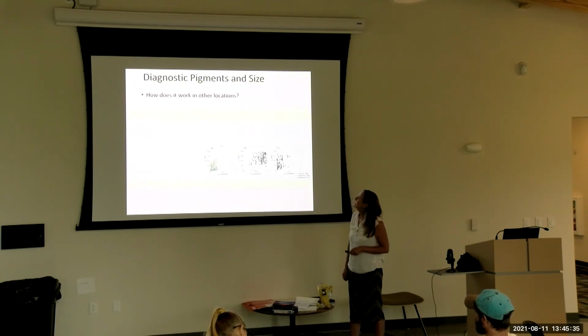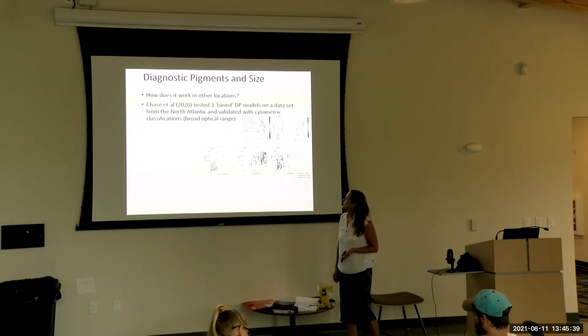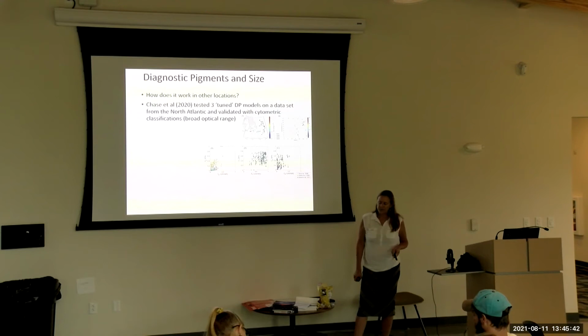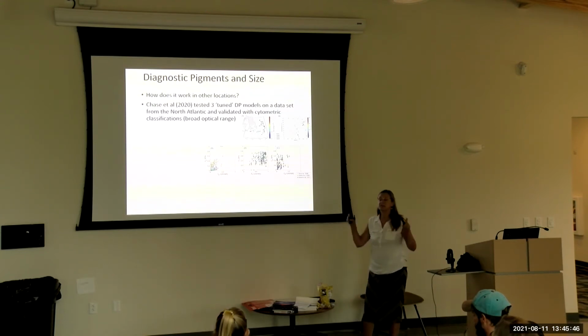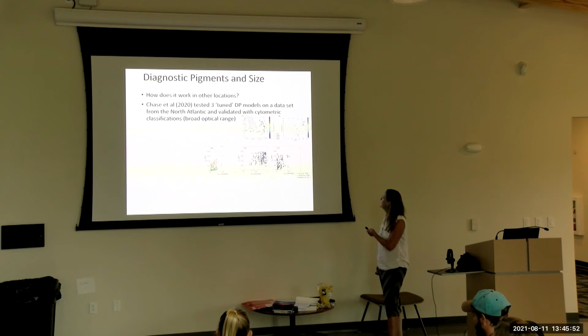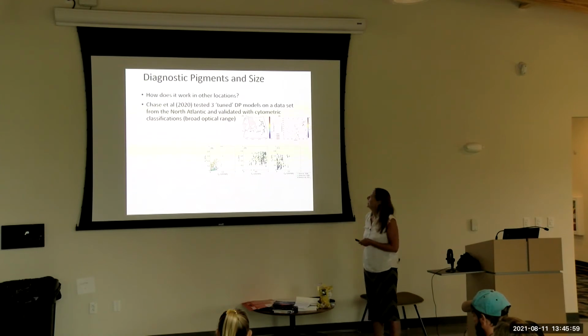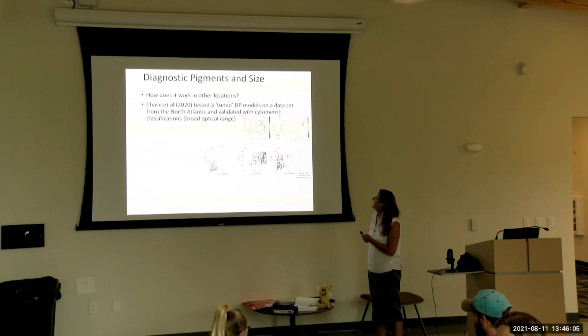So, okay. The question is, does it work at other locations? And so Alice Chase published a paper in 2020 where she tested three of these tuned diagnostic pigment algorithms. One of them was the Vidussi, which was updated by Uitz and colleagues in 2006, the Hirata algorithm, and the Devred. And they're all basically a similar approach to try to get at size. So she collected a data set from the North Atlantic for four different seasons.